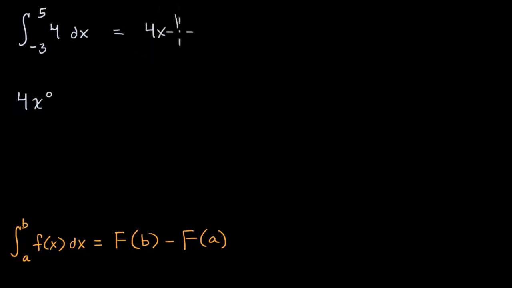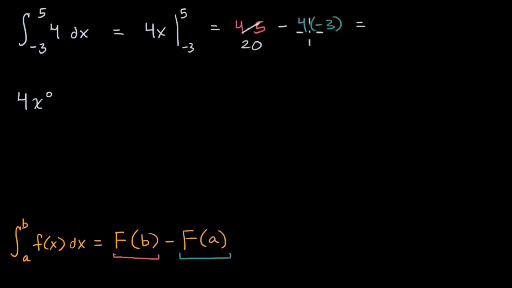And we're going to evaluate that at 5 and at -3, and we're going to find the difference between these two. So evaluating the antiderivative at our upper bound, that is going to be 4 times 5. And then from that, we're going to subtract evaluating our antiderivative at the lower bound. So that's 4 times -3. And what is that going to be equal to? So this is 20 and then minus -12. So this is going to be plus 12, which is going to be equal to 32.